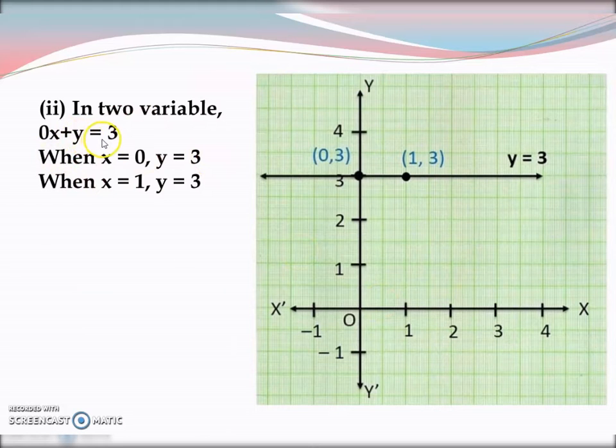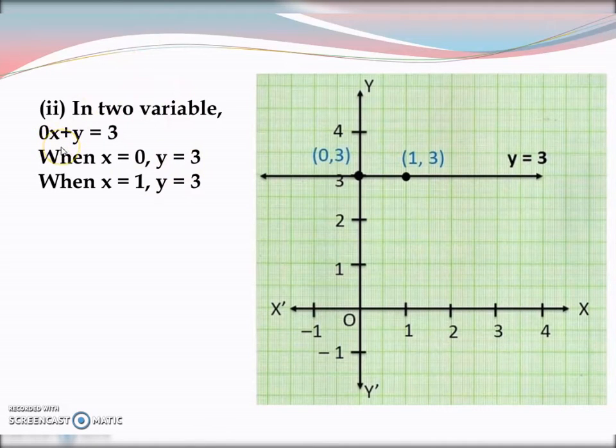0 into x plus y is equal to 3. So I have written coefficient of x as 0. So 0 into x is 0 only, but just to write it in two variable form, I have written it this way. 0 into x plus y is equal to 3. So you get it in two variable form. Now when you have to plot the graph of this, you can substitute values of x and find corresponding values of y.